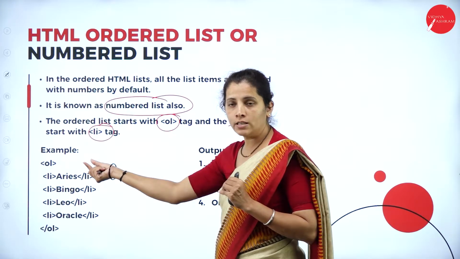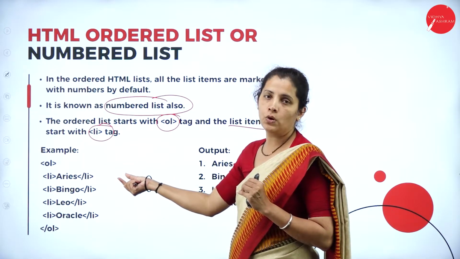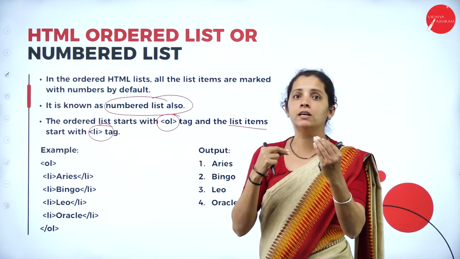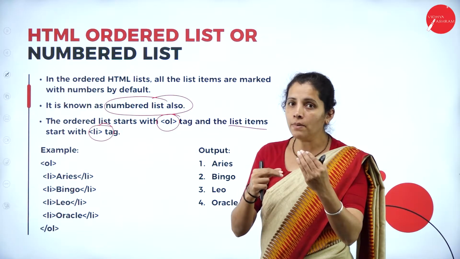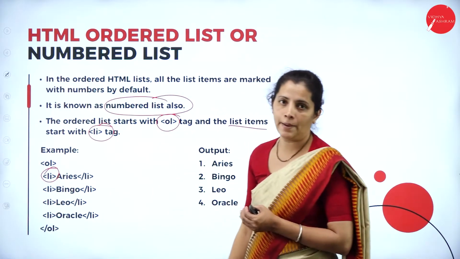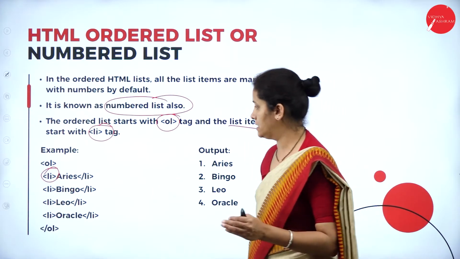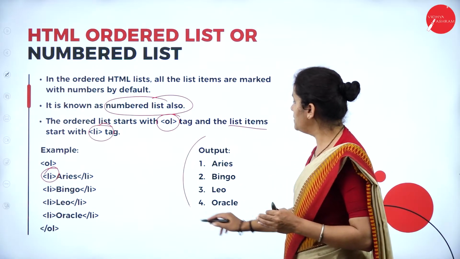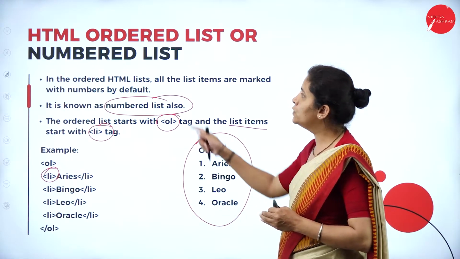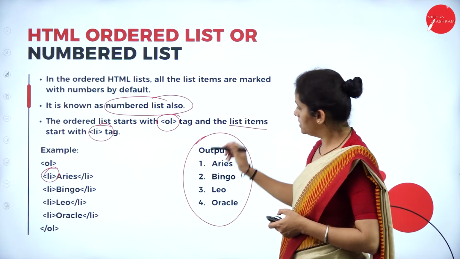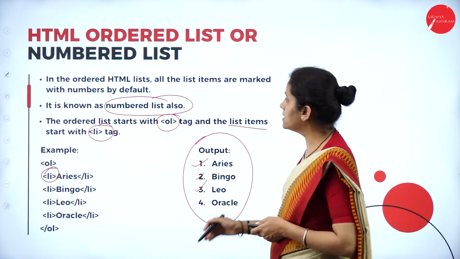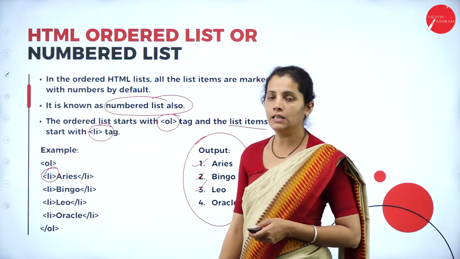OL stands for what? Ordered list. OL stands for ordered list, and I want to list the items in the form of numbers one by one. So I'll use the tag called li. So li stands for what? List. Okay, see, I want to display the items one by one, so I'll use ordered list. See, I have the numbers 1, 2, 3, 4 and so on. For that reason, it is called numbered list.